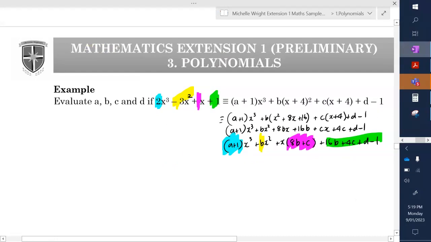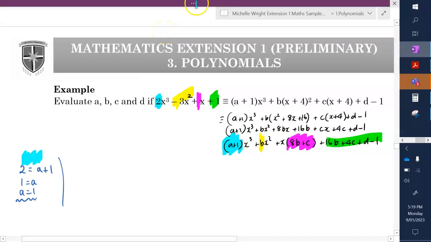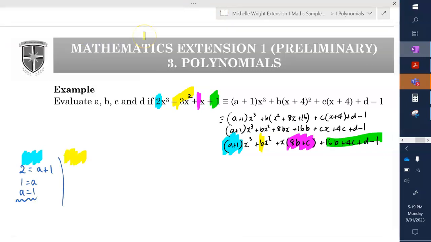So the blue part first, so 2 is equal to a plus 1. I've equated my blue parts out the front of the x cubed. So then taking 1 from both sides, 1 is equal to a, or a is equal to 1. We've got our first solution. Okay, equating our yellow parts. I might pop the blue here so we know. Let's do the yellow ones.